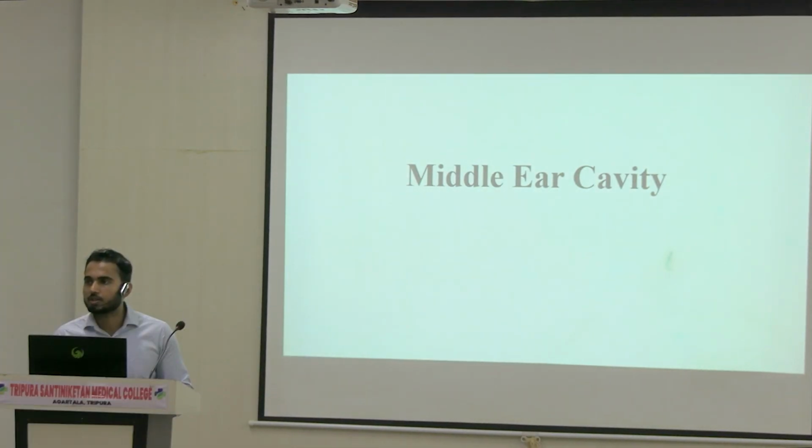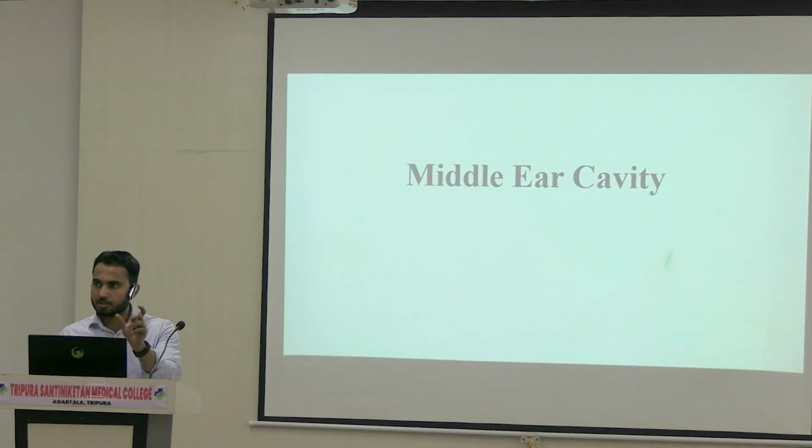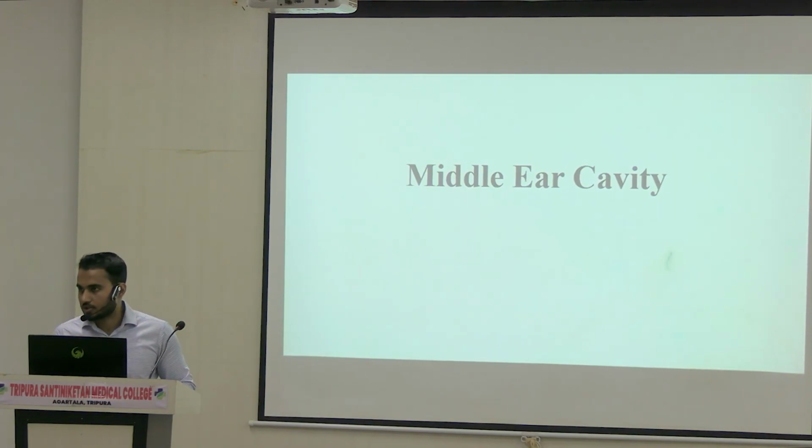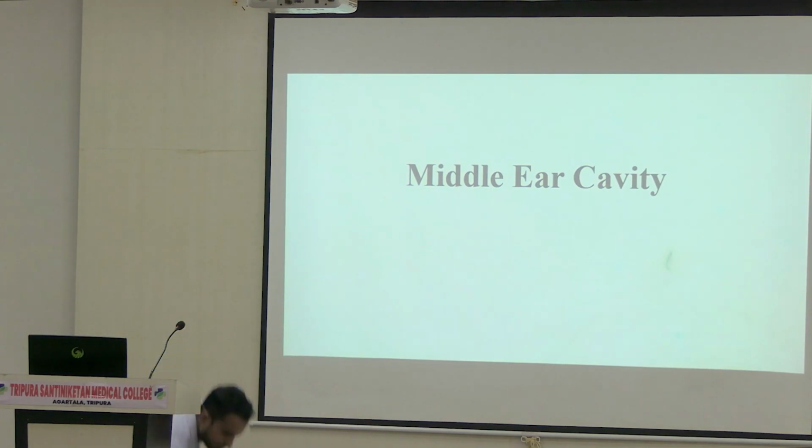Okay, pharyngotympanic tube. How many parts are there? Two parts. First the cartilaginous part and then the bony part. Now this bony part and cartilaginous part make up the pharyngotympanic tube, and the pharyngotympanic tube is connecting the middle ear cavity with the nasopharynx. So the pharyngotympanic tube is very important. Please study it.